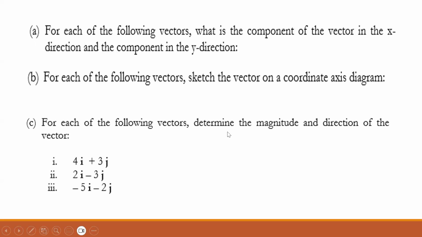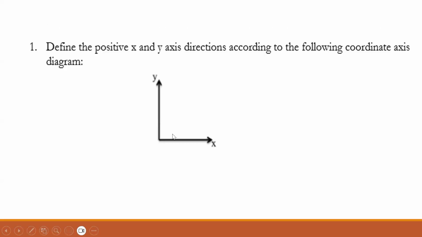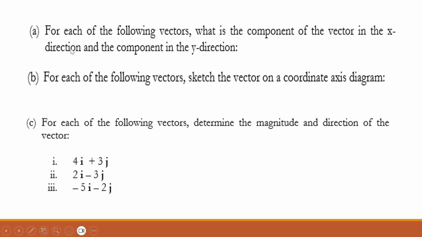They are asking us to use this one and plot these numbers now. For each of the following vectors, what is the component of the vector in the x direction and the component in the y direction? Sketch the vector on the coordinate axis diagram. Determine the magnitude and the direction of the vector. Okay, so let's take one by one.